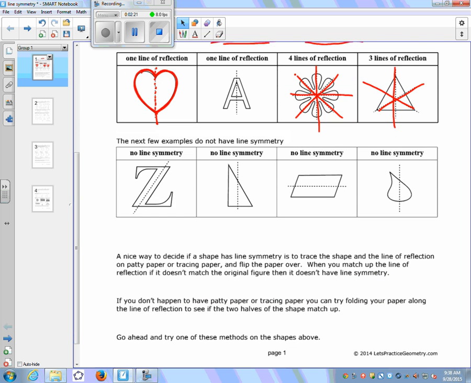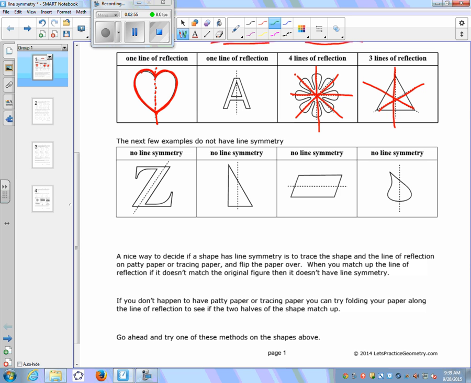These don't have line symmetry at all. There's nowhere you can fold. Notice when you look at the letter Z, it looks a little bit like it should have some sort of symmetry. The top and the bottom kind of look the same, but there's really nowhere you can fold this. If you fold it here, this side would end up kind of looking like this. Right? If you actually reflected that, that doesn't look like a Z, right? So this does not have line symmetry.